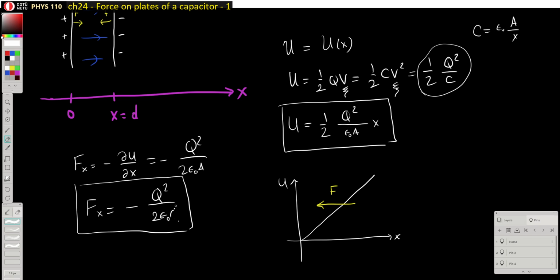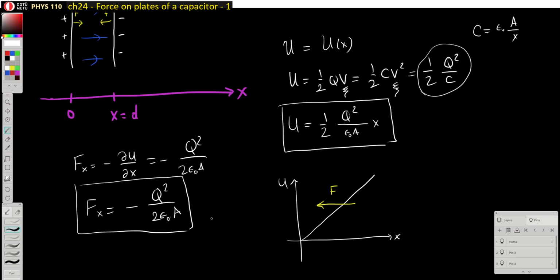Sorry about this. This was area A. And it also depends on all the quantities given in the problem. It doesn't appear to depend on the distance, the separation between the plates. So as a result, I'm going to leave it like that. Okay, that's the end of the problem.